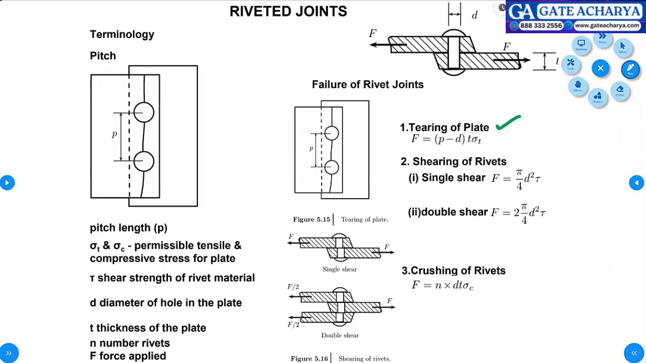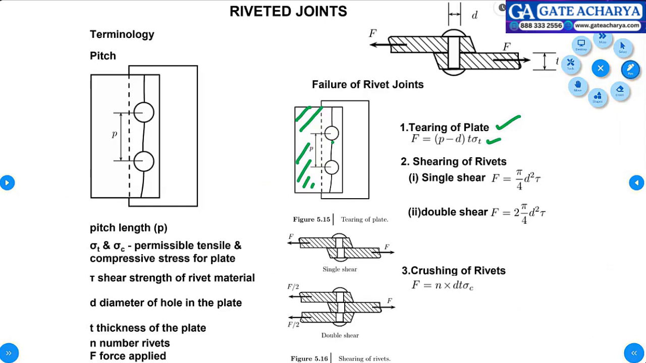Okay. So what we do is that I want this area. Okay. So what we can do is in this pitch, you can subtract this radius and this radius, nothing but 2 into radius will be diameter. So P minus D into thickness of the plate into the ultimate tensile strength. Okay, this is because tensile loading. That is why we use sigma T.